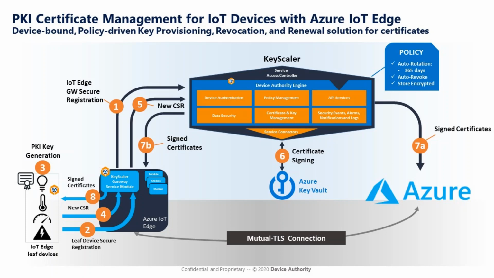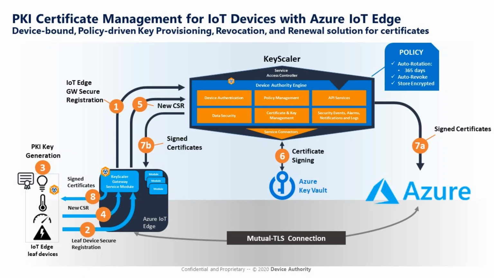And then after we get the CSR, we check the policy that has been mapped to that specific device. For example, you can enable things like, let's do auto rotation every year, enable auto revocation if the device is being revoked or deleted, and we can enable options like store encrypted on the device, and we can securely store these keys and certificates. This policy also tells me which entity is going to be signing the certificate. Here in this example, we are showing that we can use an Azure Key Vault to sign the certificate.